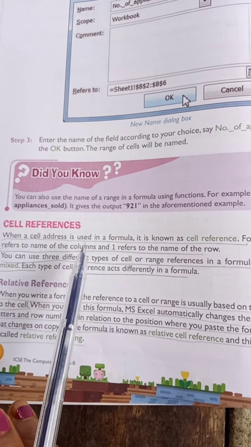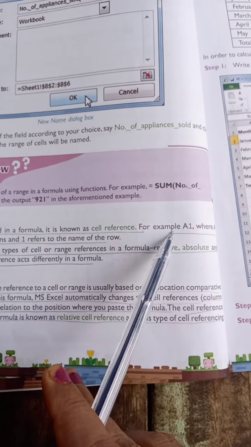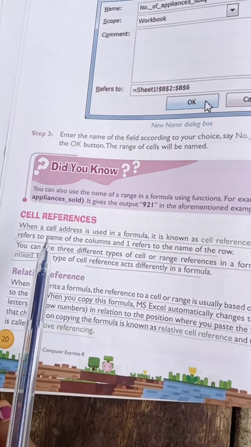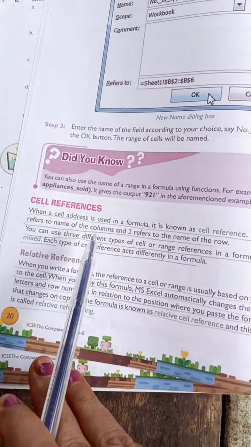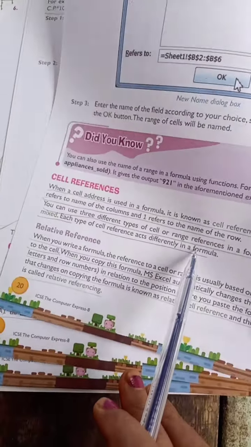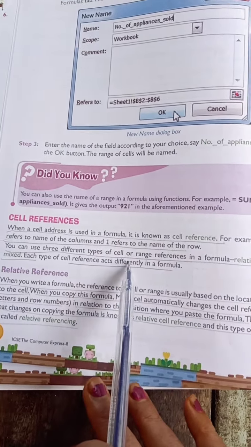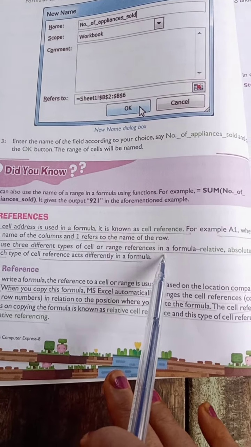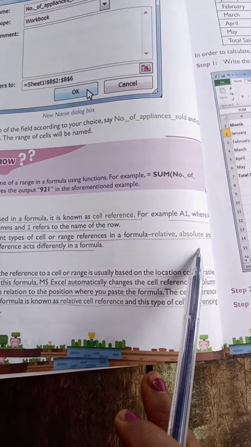When a cell address is used in a formula, it is known as a cell reference. For example, A1, where A refers to the name of the column and 1 refers to the name of the row. You can use these different types of cell or range references. We have two types of cell reference, relative and absolute.